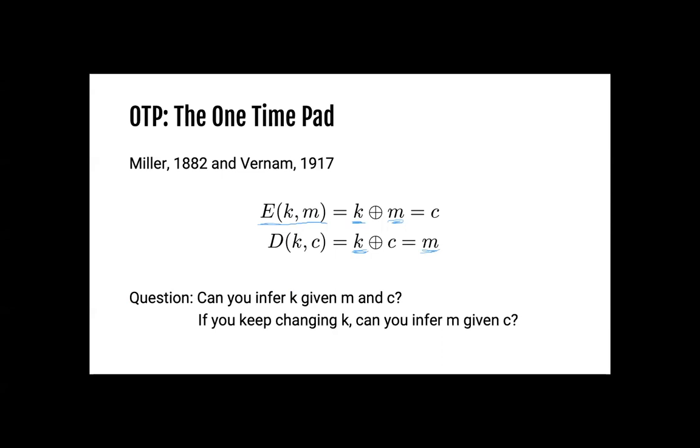If you keep changing K, can you infer M given C? Exactly. I saw Dean saying that no, it doesn't mean anything because the key is never reused. That's correct. And this is exactly why this is called the one-time pad. So the key, K, will only be used one time. So you just keep changing K, and even though you got the C, the ciphertext, you will not be able to infer the plain text because the key is going to be changing all the time.